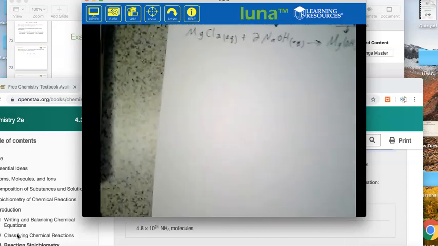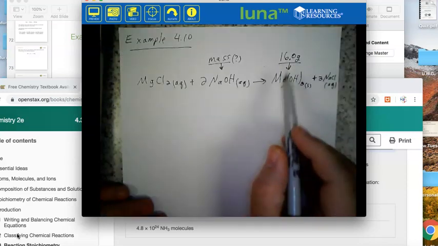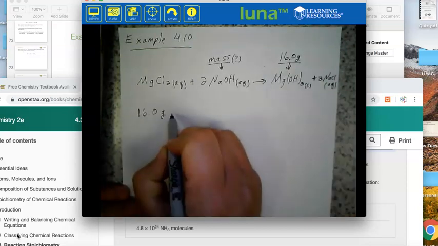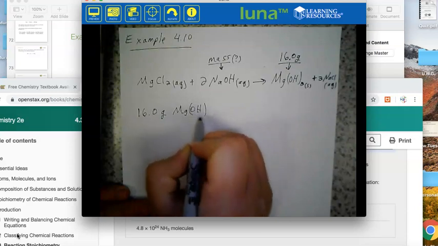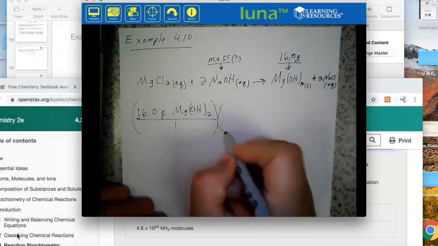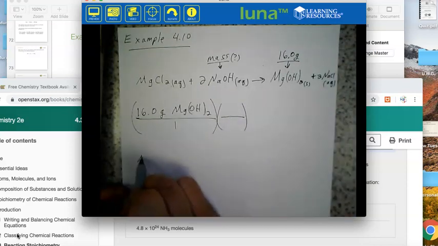Alright, so back to our equation here. What I'm going to do is start out with what's given to me as a fraction. So 16 grams of magnesium hydroxide over 1. I'm converting mass to moles here using molar mass. So that's a calculation I have to do.